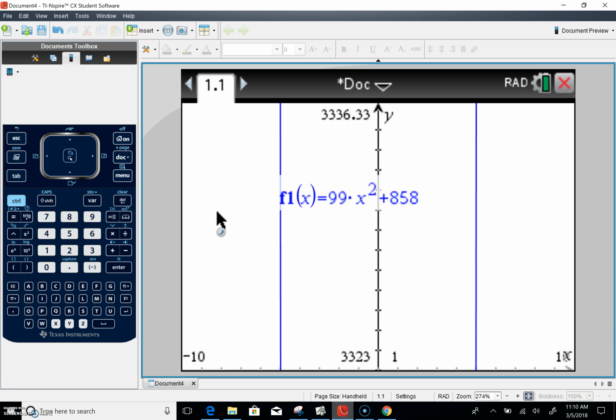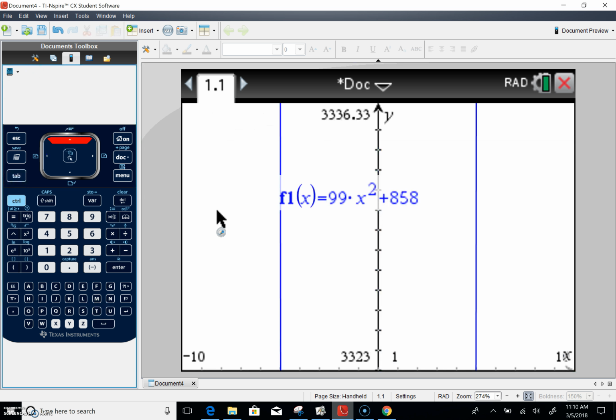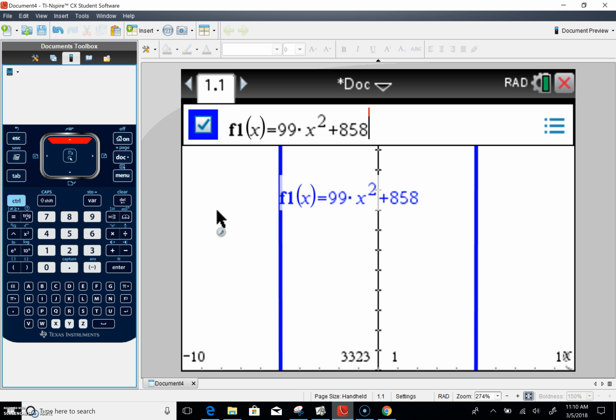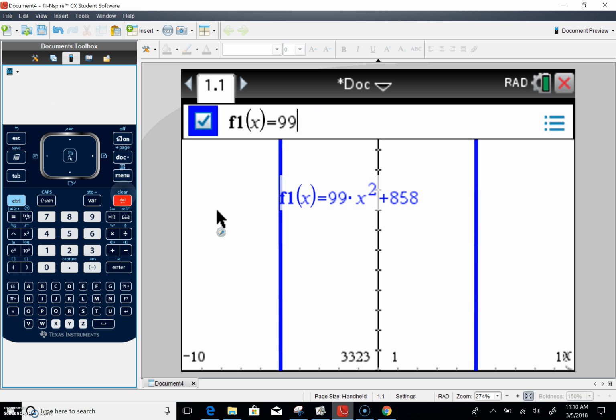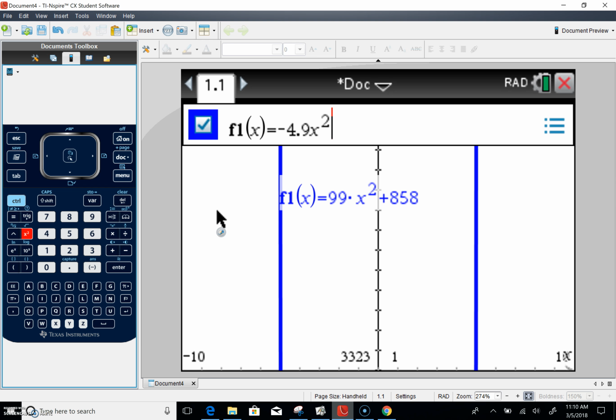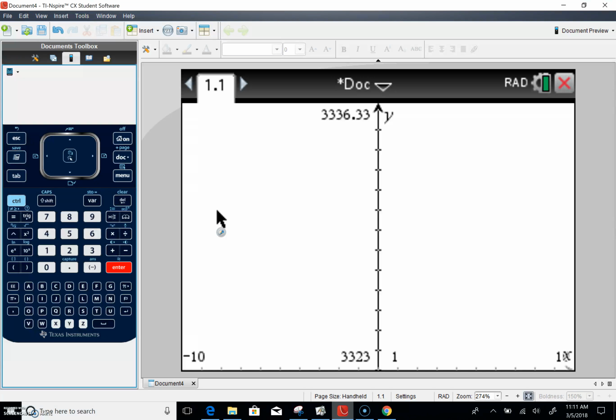Control T, I go back, tab, so all I do is delete and put the next one in. Okay, so I put in negative 4.9 x squared plus 295 x plus 0.6. Then I push graph. You don't see anything, which is still okay.